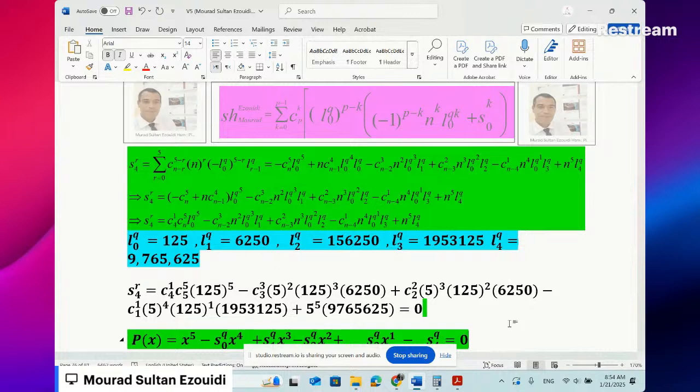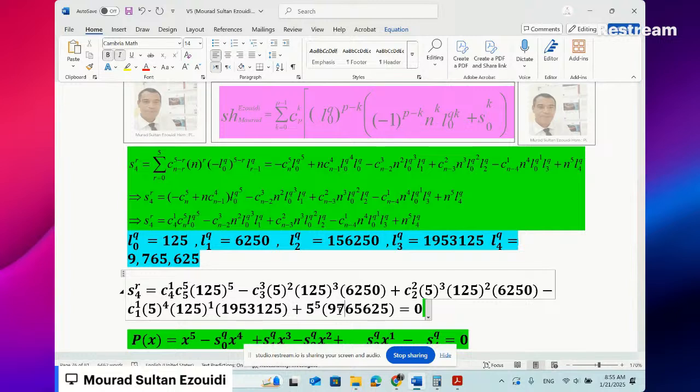6,150 minus 625 multiplied by 125 multiplied by 1,953,125, plus 5 raised to the power 5, all the parentheses, multiplied by 9 million 765,000 and 625.